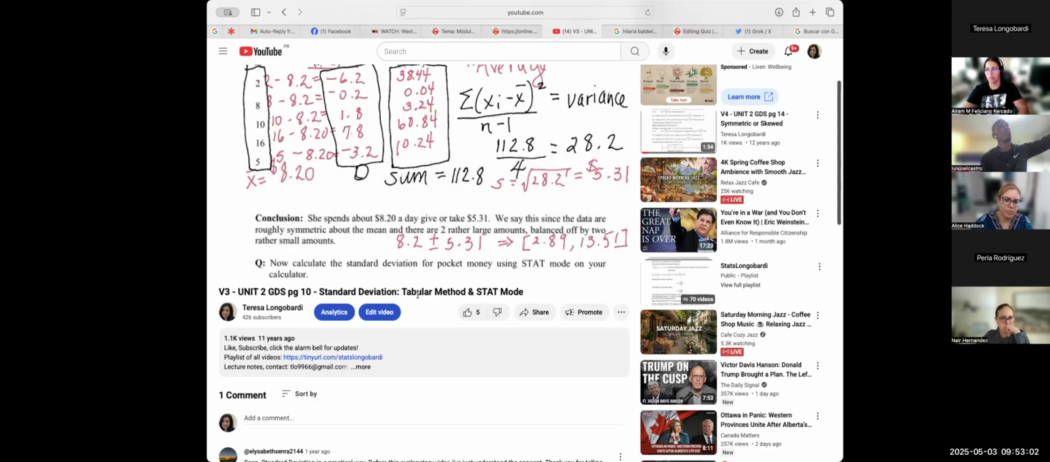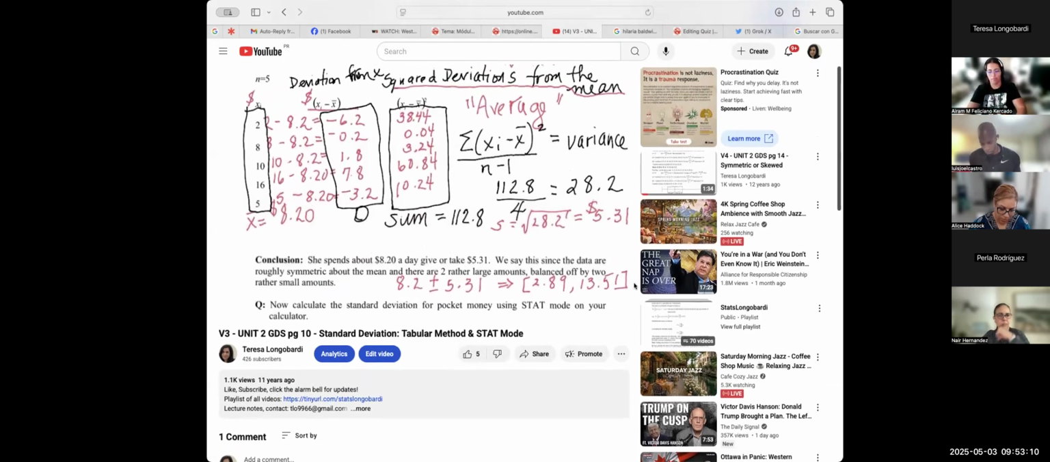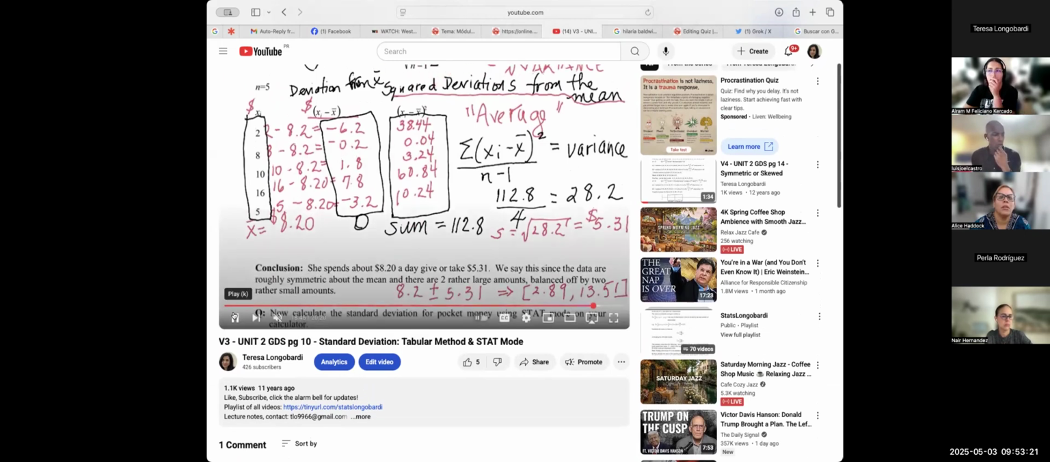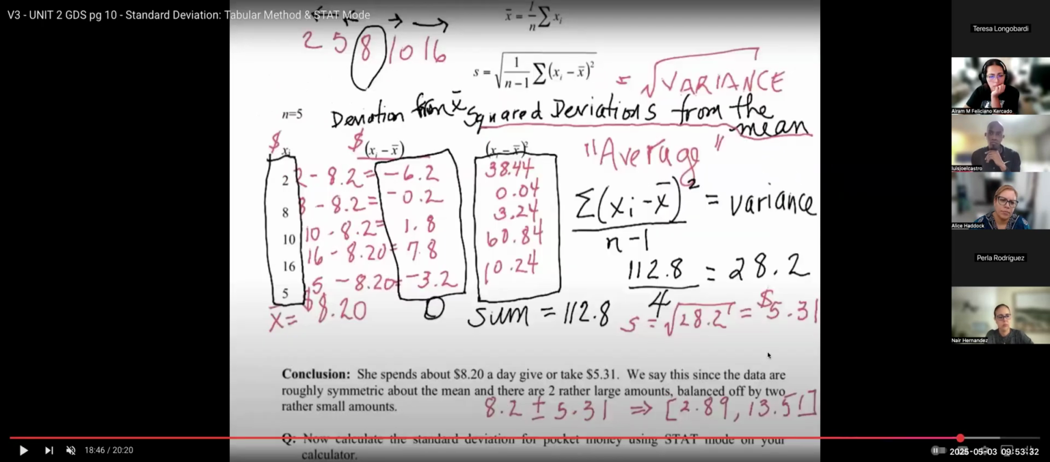So when you take 1 standard deviation, how many observations should you find within 1 standard deviation if it's normal? How many should you find? 68%, right? All right, look at this data here. This is the exercise, if you remember. Here we have 1 standard deviation: 8.2 plus and minus 5.3 is 2.89 and 13.51.